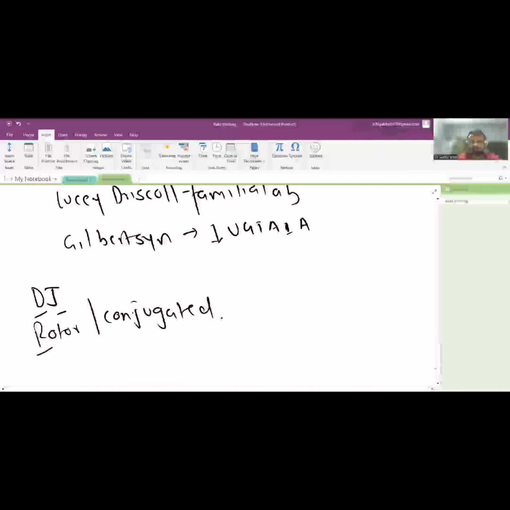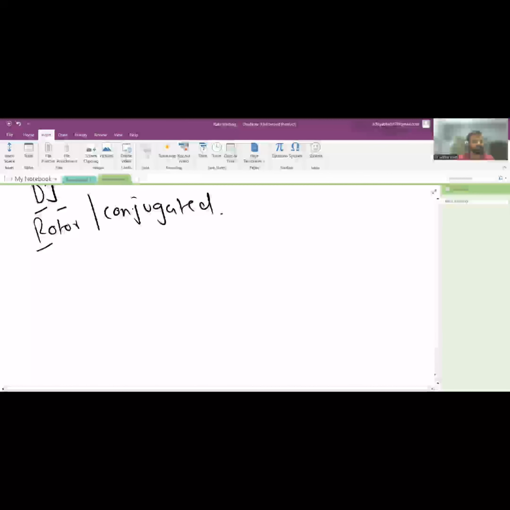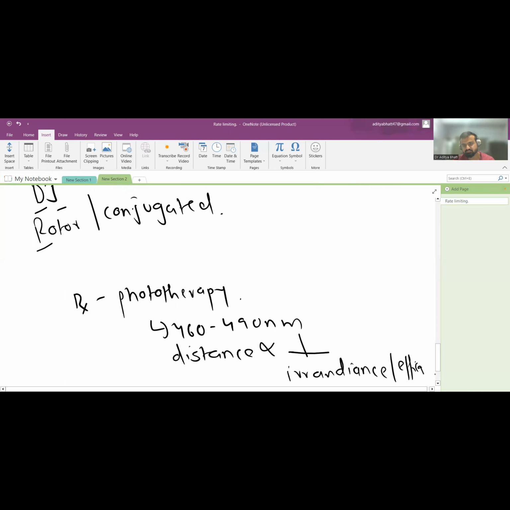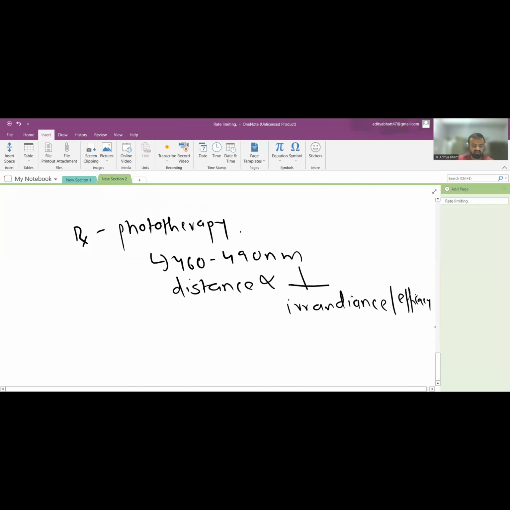Now, neonatal jaundice, what are the treatments that you give? Phototherapy is the mainstay. Phototherapy is given at 460 to 490 nanometer. The distance is inversely proportional to irradiance. So more the distance, less is the efficacy. So it is also inversely proportional to the efficacy. That is again very, very important.